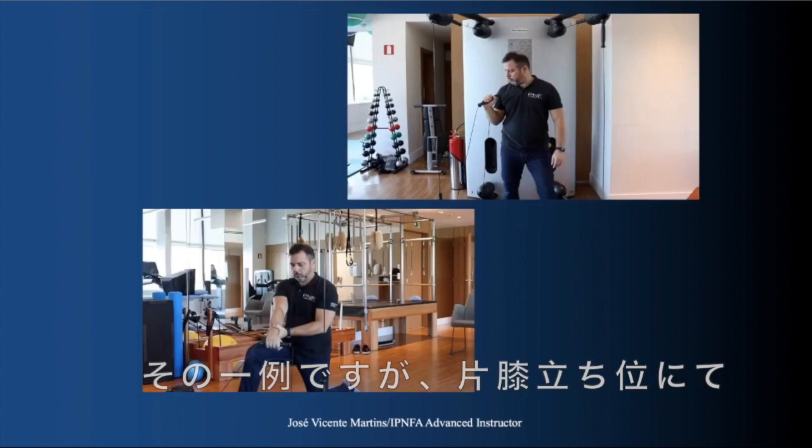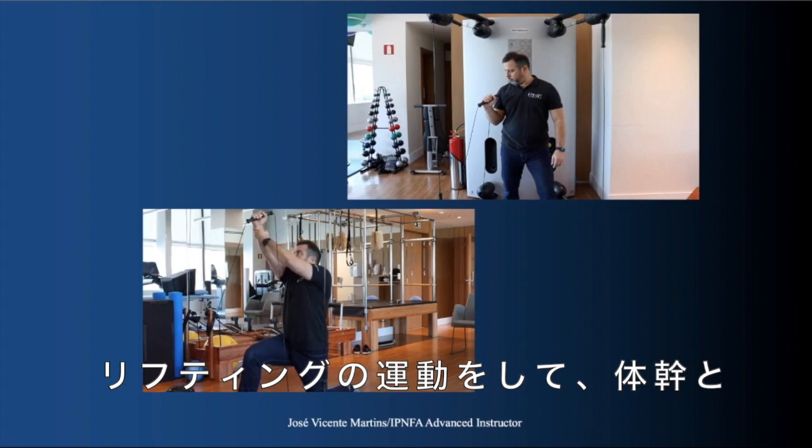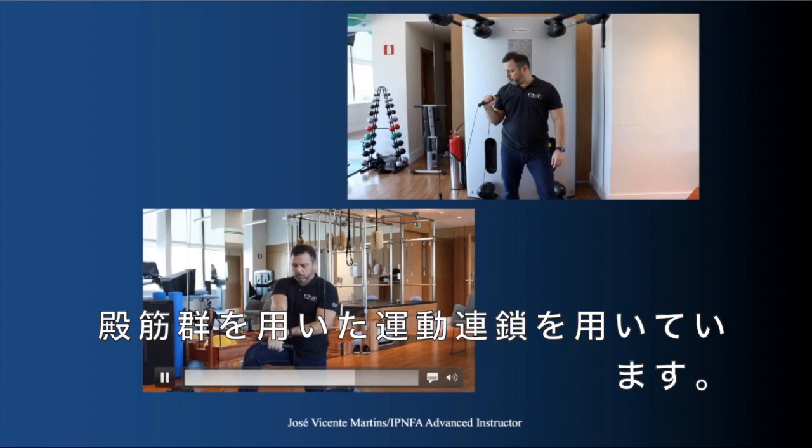So here we have one example. I'm using heel lifting in half kneeling position. Here we can emphasize trunk and also we are working more on these hip muscles.